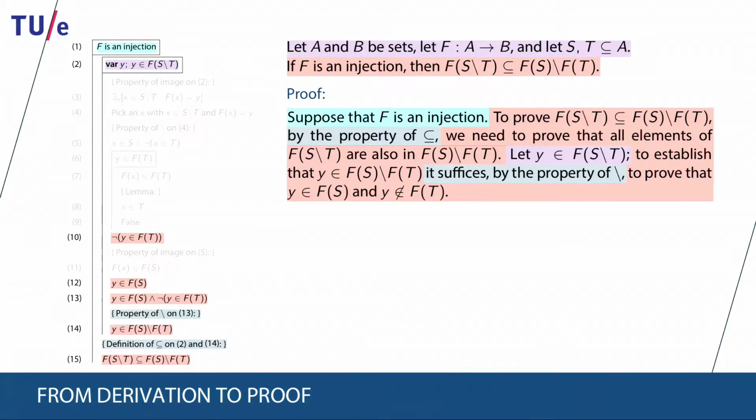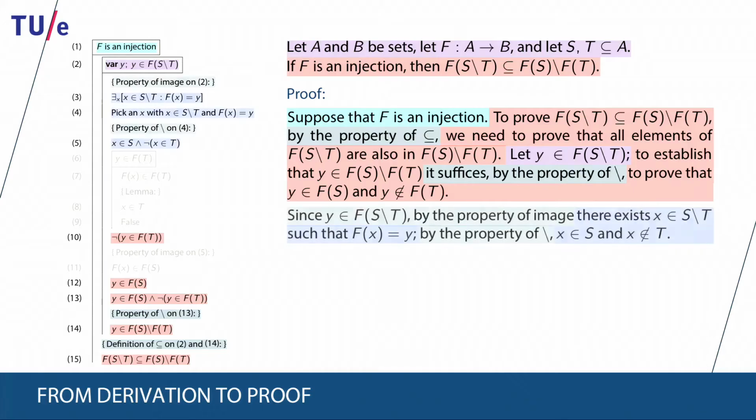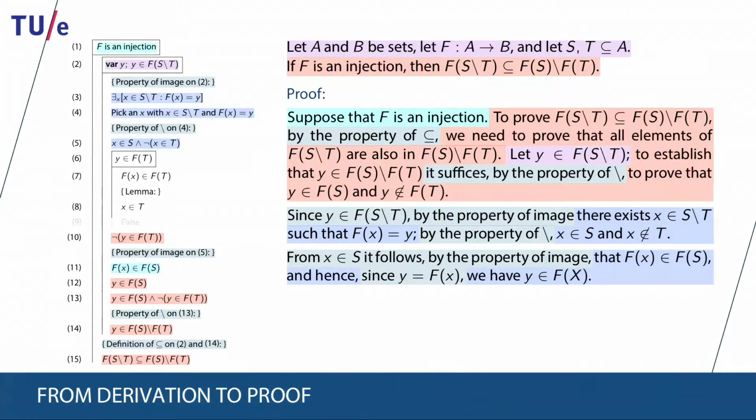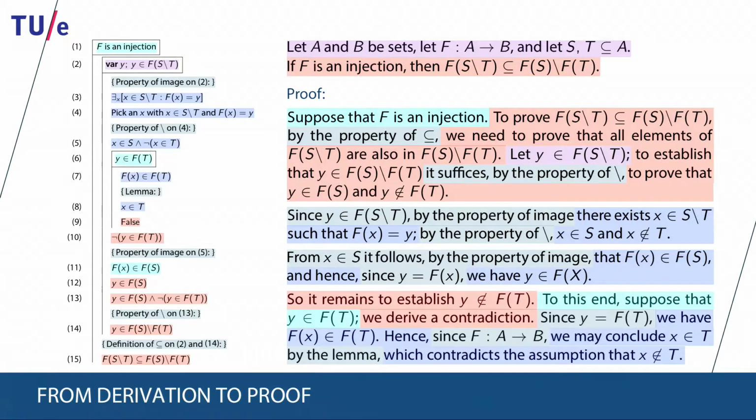In forward reasoning mode, the properties of image and difference are used to conclude that there exists an x that is in s but not in t, such that f of x equals y. The property of image allows us to conclude from x in s that y is in the image under f of s. The lemma, which we have proved separately, allows us to derive a contradiction from the assumption that y is also in the image under f of t. Note that it is essential for the application of the lemma that f is an injection.